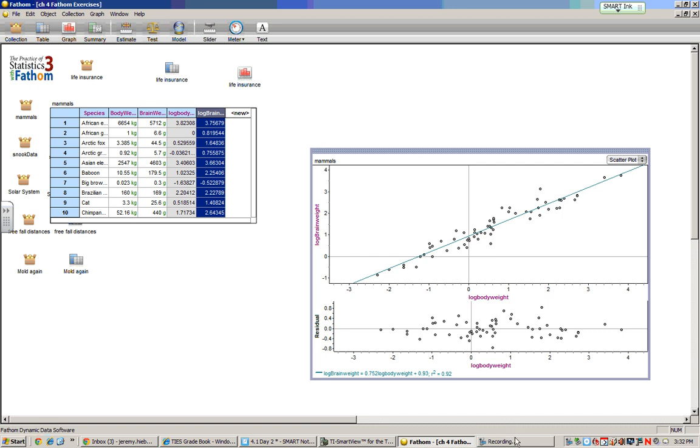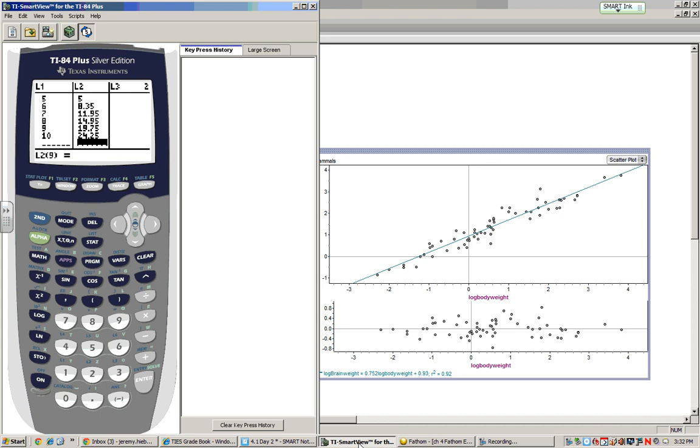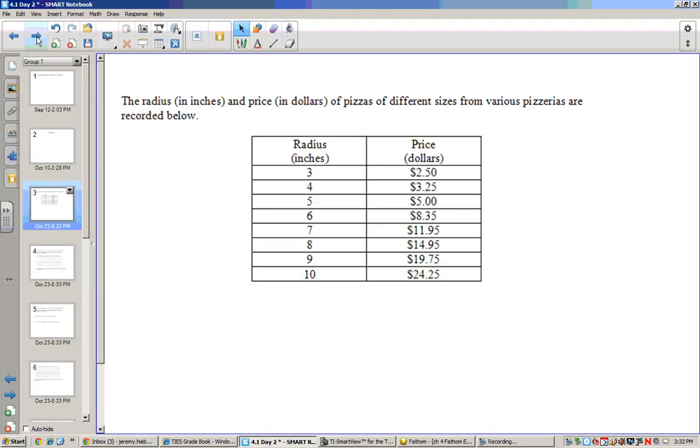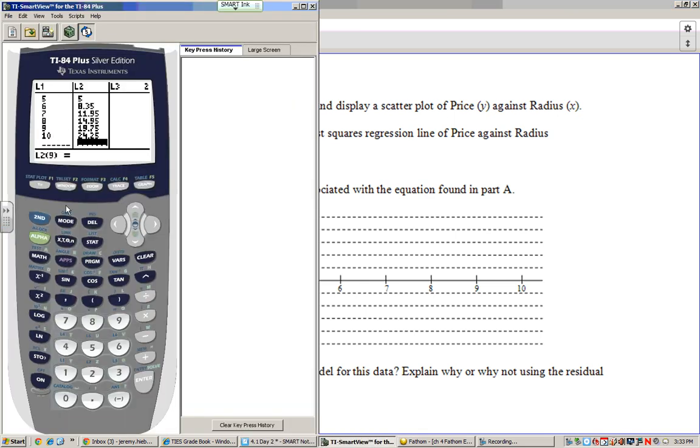All right, so now we're going to use this and try to figure out how to do this with our calculator. So our first problem is the radius and price of pizzas from various pizzerias that are recorded below. And so what we're going to do is pause the video and put that into your calculator. Now you have that in L1 and L2. Let's do a least squares regression.